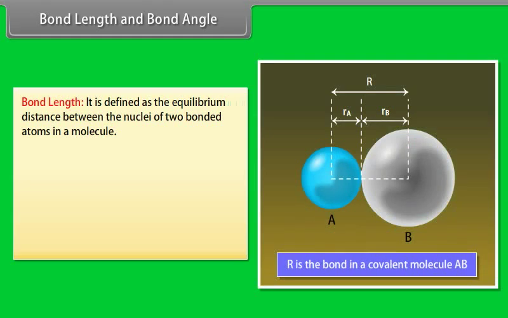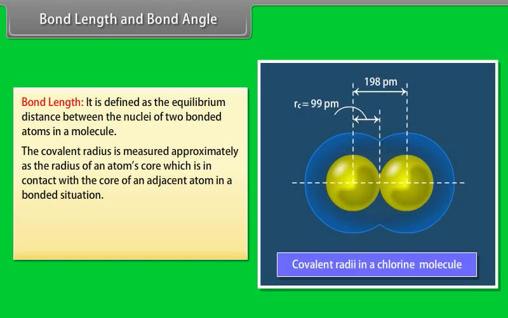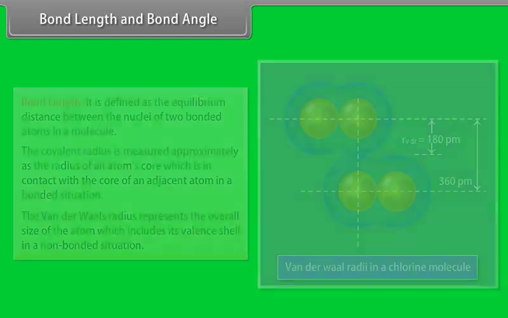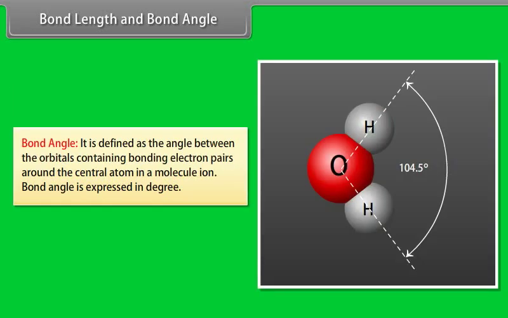Bond length and bond angle. Bond length. It is defined as the equilibrium distance between the nuclei of two bonded atoms in a molecule. The covalent radius is measured approximately as the radius of an atom's core which is in contact with the core of an adjacent atom in a bonded situation. The van der Waals radius represents the overall size of the atom, which includes its valence shell in a non-bonded situation. Bond angle. It is defined as the angle between the orbitals containing bonding electron pairs around the central atom in a molecule or ion. Bond angle is expressed in degrees.